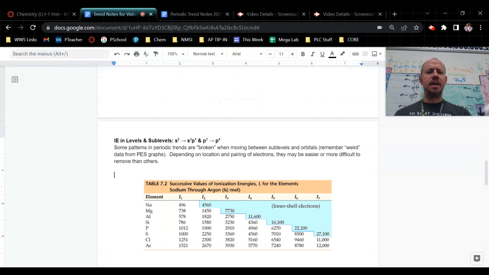The problem is some of these little weird things. We said this goes up, up, up, up, up, but it doesn't. We go up, down, up, up, down, up, up. Overall, our trend is increasing, but there are a few patterns in our trends that are broken. You won't have to memorize each one, but we want to use electron configuration and PES to explain and understand them. And you will have to choose the exception when given the right data.